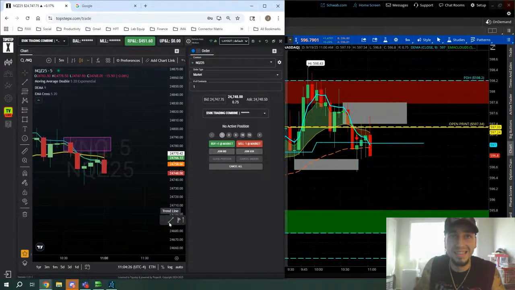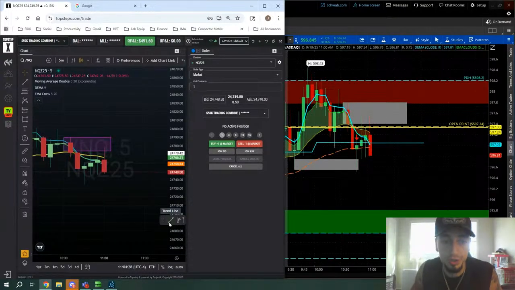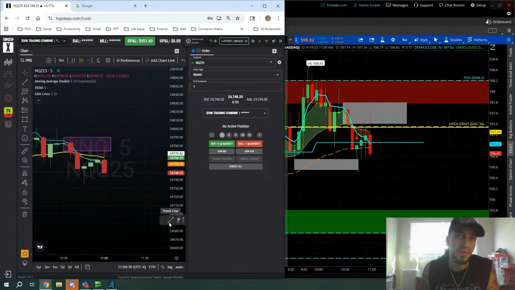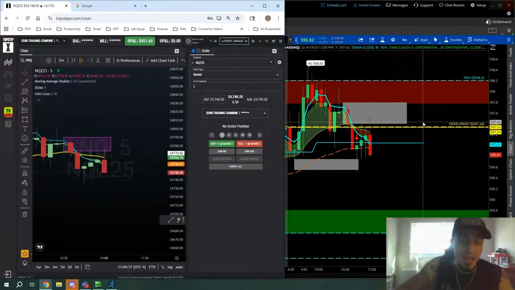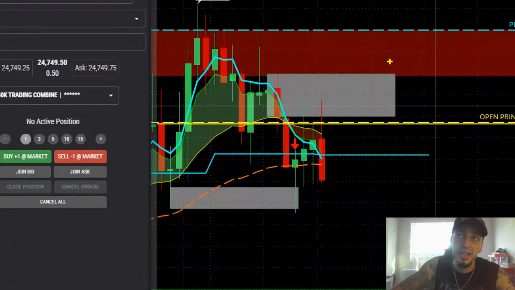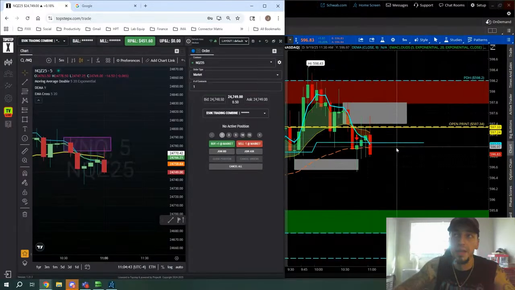So guys, this is how you play futures in these market conditions. You got to play these areas of value. You just got to play them. And that one lined up with open print. And what really helped me on this trade was the fact that we couldn't close above open print.